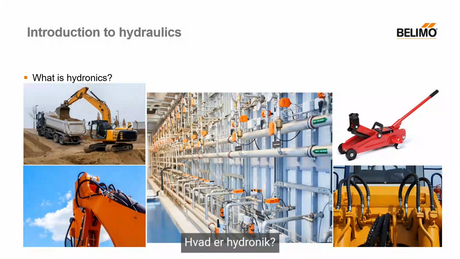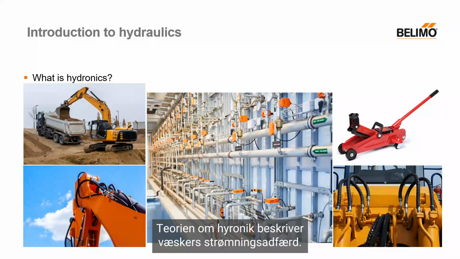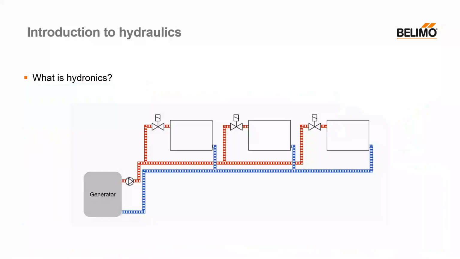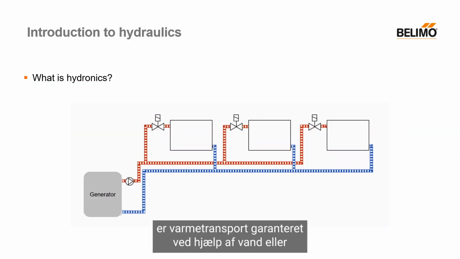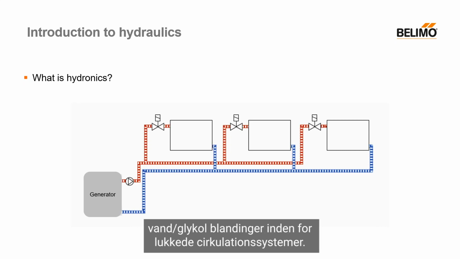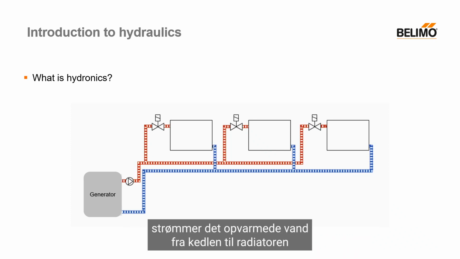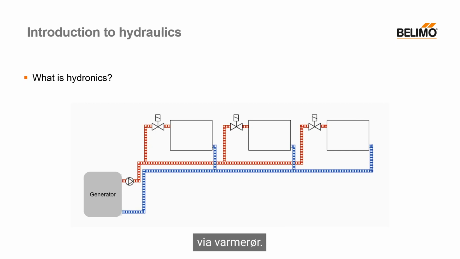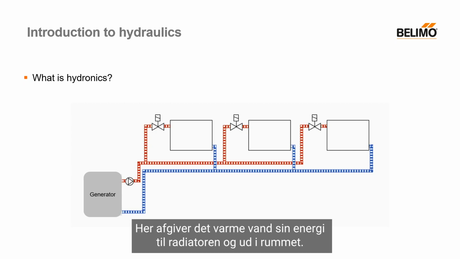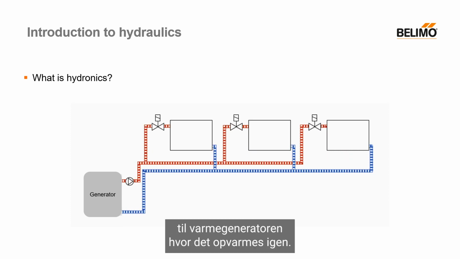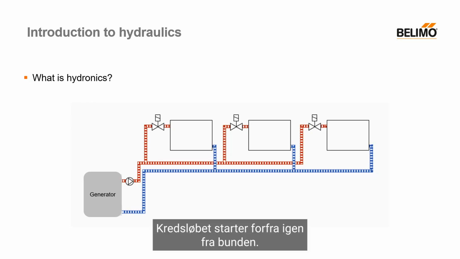What is hydronics? The theory of hydronics describes the flow behavior of liquids. Using hydronics, signals, forces, and energy can be transferred. In heating and cooling systems, heat transport is guaranteed using water or water-glycol mixtures within enclosed circulation systems. For example, the heating water flows from the boiler to the radiator via heating pipes. Here the heating water releases its energy into the radiator and into the room. The cooled heating water flows back to the heat generator, where it is heated again. The circuit starts over again from scratch.